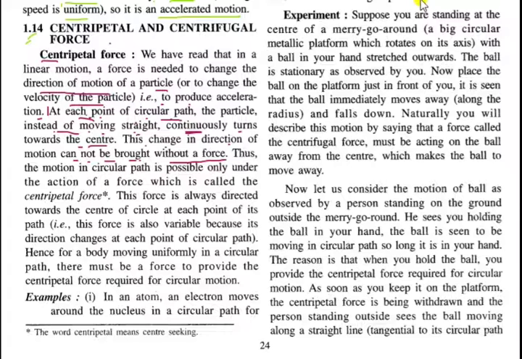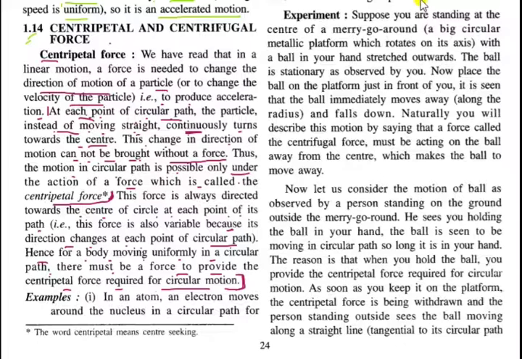Got it? Thus, the motion in a circular path is possible only under the action of a force which is called the centripetal force. This force is always directed towards the center of the circle at each point of its path. That is, this force is also variable because its direction changes at each point of the circular path. Hence, for a body moving uniformly in a circular path, there must be a force to provide the centripetal force required for circular motion.